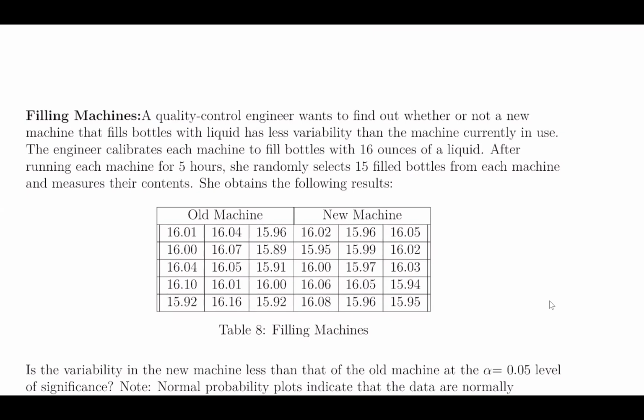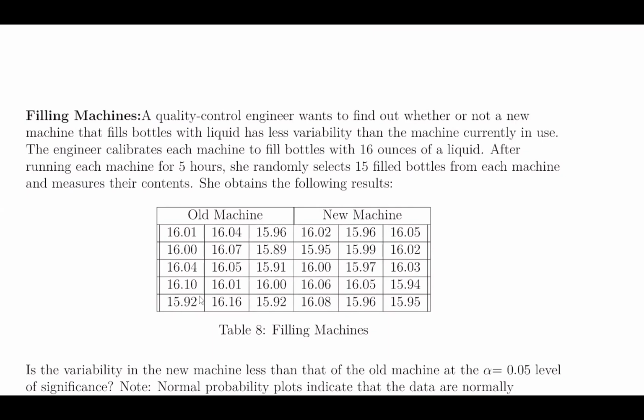It says a quality control engineer wants to find out whether a new machine that fills bottles with liquid has less variability than the machine currently in use. The engineer calibrates each machine to fill bottles with 16 ounces of liquid. After running each machine for 5 hours, she randomly selects 15 filled bottles from each machine and measures their contents. She obtained the following results.